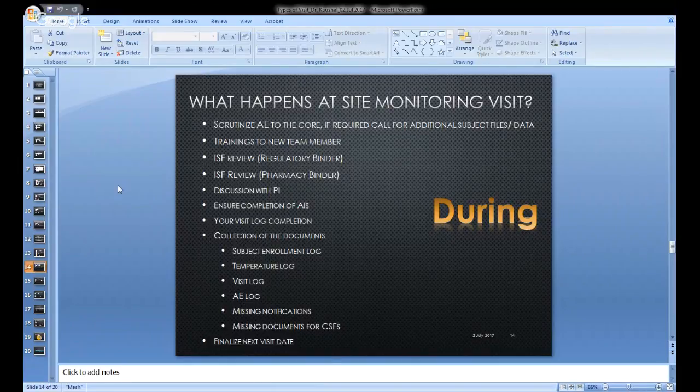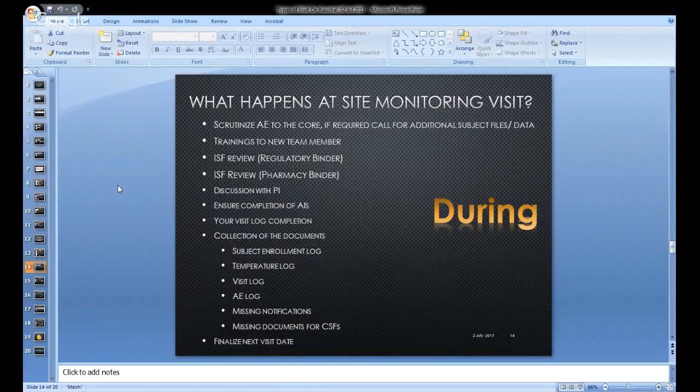Ensure completion of all the action items. First and foremost, action items from your previous visits, ensure that they have to be closed. And also, for this visit, if you have discovered or come across any issues, any action item that is required, try to complete that particular action item well in time before you leave the site, preferably so that your list of action items for the next visit reduces.